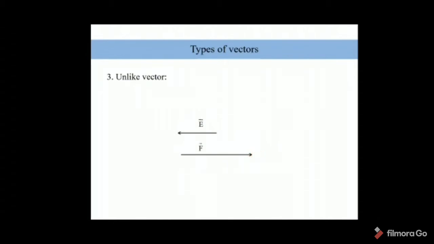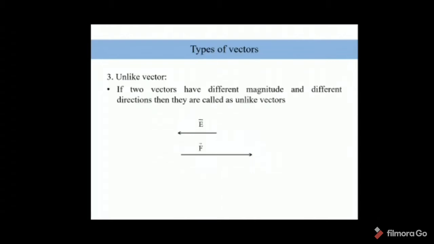So two vectors having different magnitudes and different directions, very important, different magnitudes as well as different directions, such two vectors are known as unlike vectors. If two vectors have different magnitude, because their lengths are different, and different directions, then the two vectors are called unlike vectors.